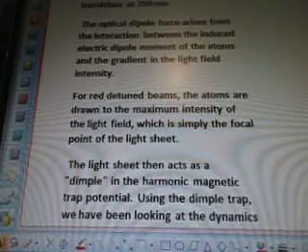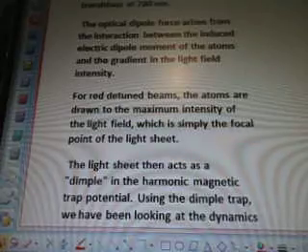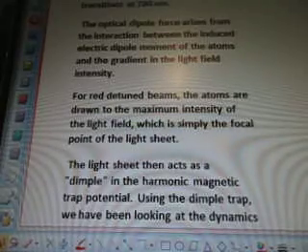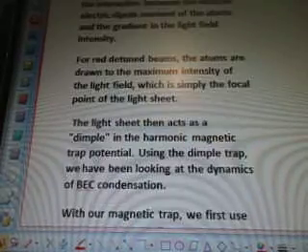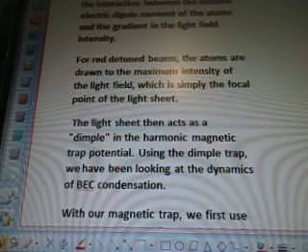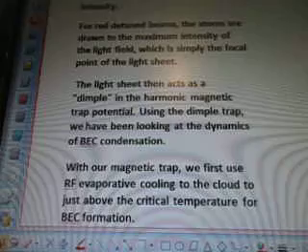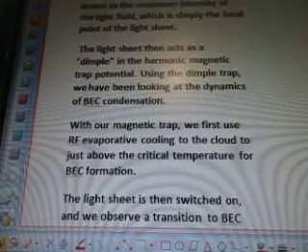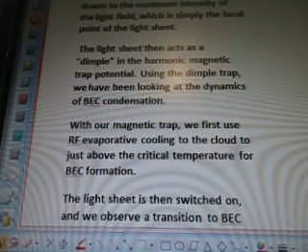For red detuned beams, the atoms are drawn to the maximum intensity of the light field, which is simply the focal point of the light sheet. The light sheet then acts as a dimple in the harmonic magnetic trap potential. Using the dimple trap, we have been looking at the dynamics of BEC condensation.